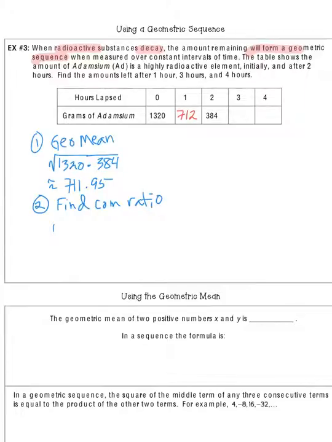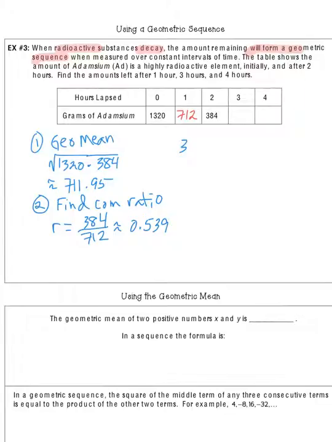So all I'm going to do is you can take any 2. So I'm going to take the 384 and divide it by 712. Or you can take the 712 and divide it by 1320. And I get approximately equal to 0.539.